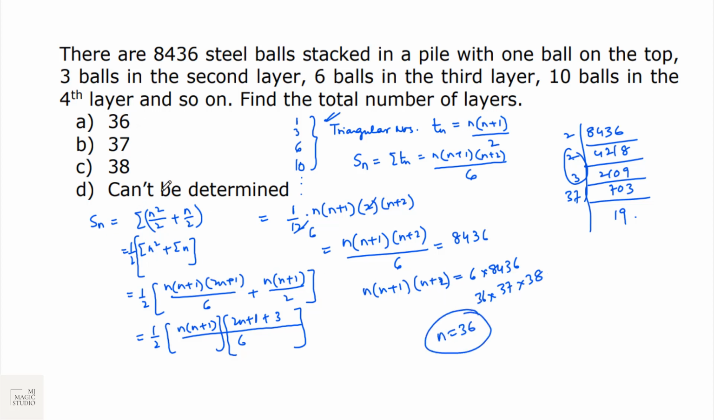N is equal to 36. Or since options are given, you can start putting in the values and check. But if an on-screen calculator is not there, don't check. Just solve and try to fit in. How many total number of layers are there? There are 36 total number of layers. Option A is the pick.